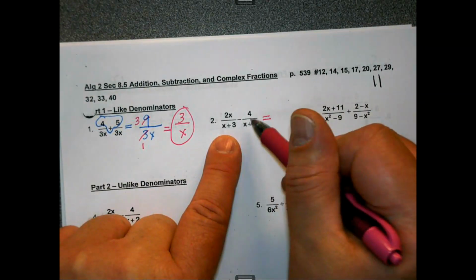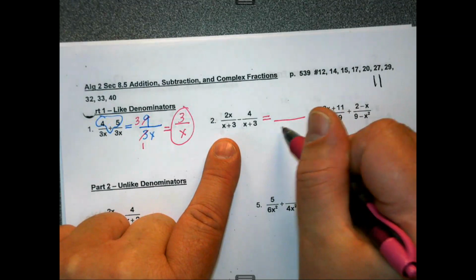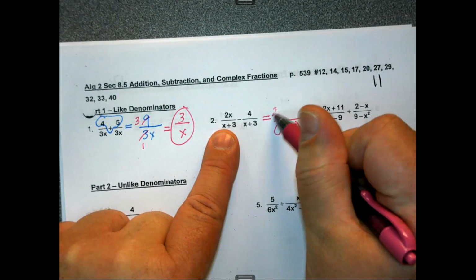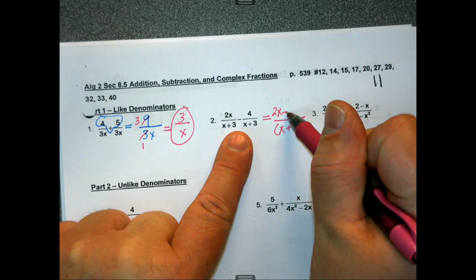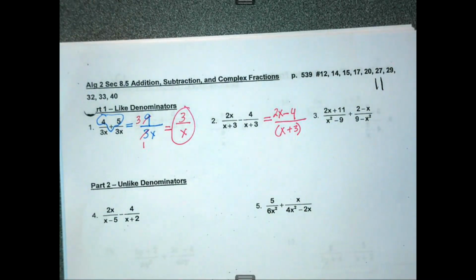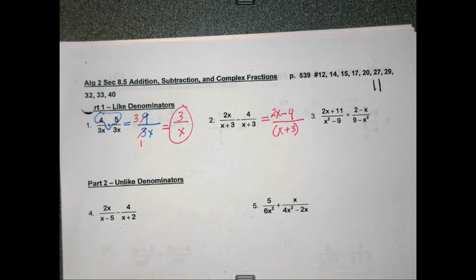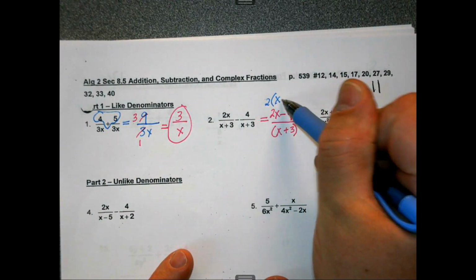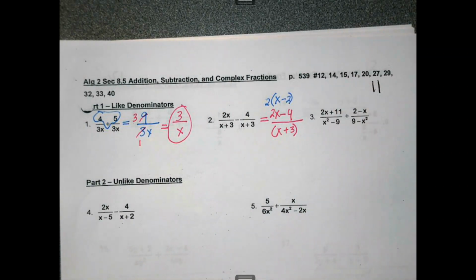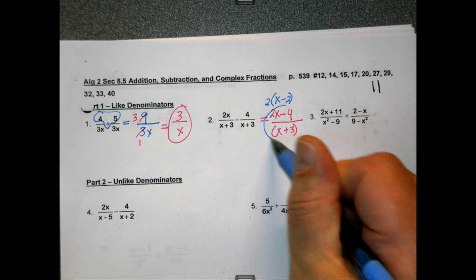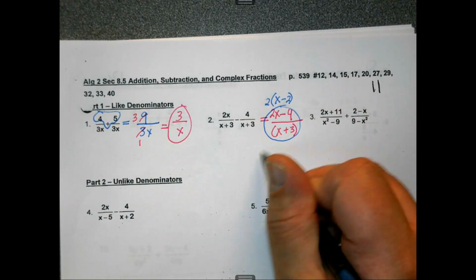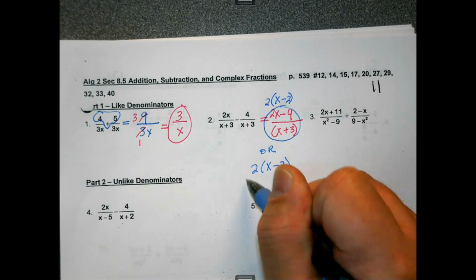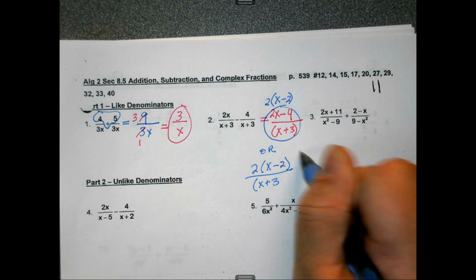Okay, I have the same denominator, so I'm going to end up with this denominator x plus 3. This time I'm going to take 2x minus 4. Let's just check to make sure we can't cancel anything out. So I've got x minus 2. Nothing cancels. So you could either put 2x minus 4 over x plus 3 or 2 times the quantity x minus 2 over x plus 3. Either one.